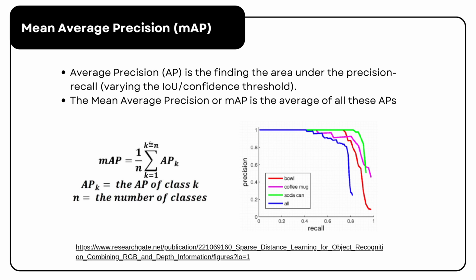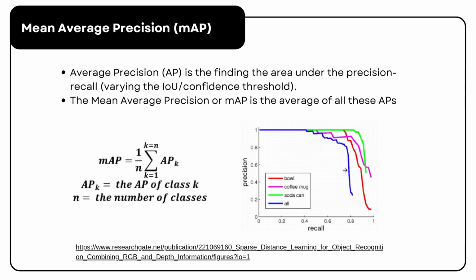If you're working with 10 object classes, you calculate the AP of each one, then average them to get the final mAP score. On the right side of the slide, we can see an example of precision-recall curves for multiple classes like bowl, coffee mug, soda can, and the others, and this one is the combined curve for all.